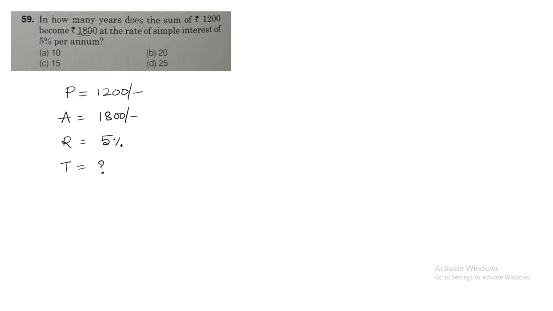Now first of all, what is amount? Amount is nothing but principal plus interest. Okay. Now from this I can find out interest. What is interest? Interest is equal to amount minus principal. What is amount here? Amount is 1800 minus principal 1200. So 1800 minus 1200 is 600. So interest is 600. So this is my simple interest.